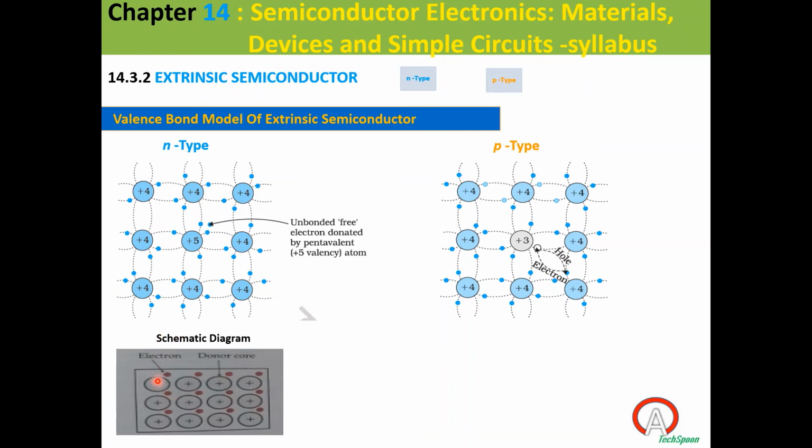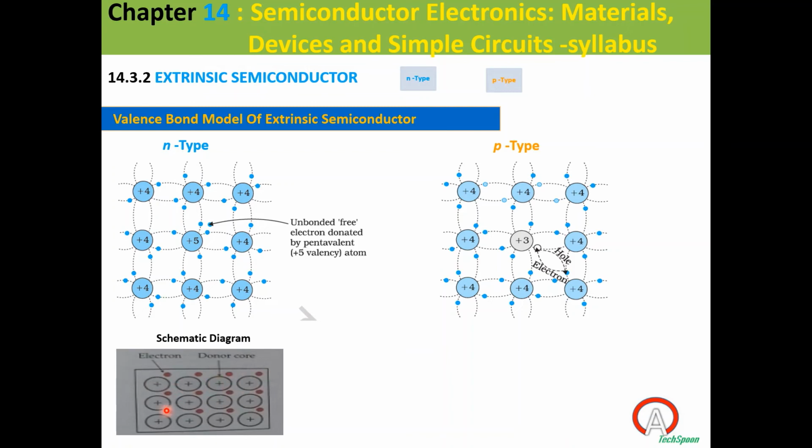Okay, and this plus sign, it is indicating what? This is the donor atom. This donor atom gives electrons, so it loses an electron. That's why we are showing it as plus, and this electron is the free electron created. Okay, this is the donor atom or the donor impurity.